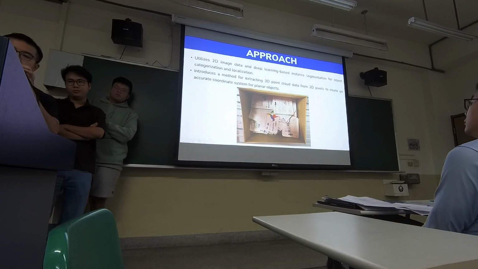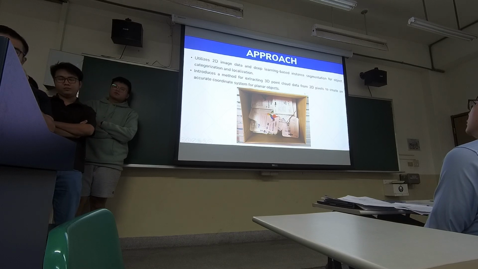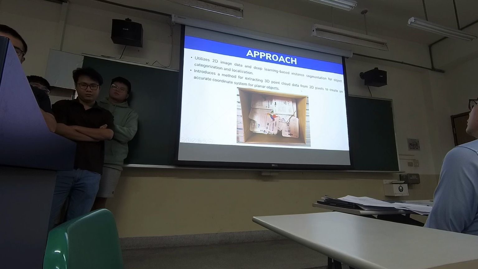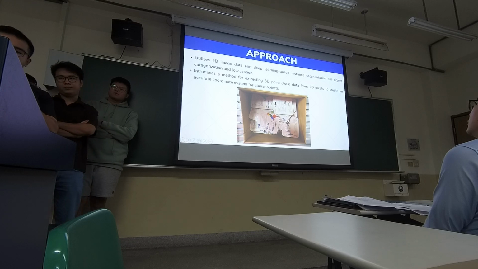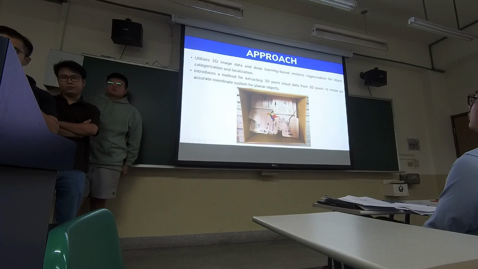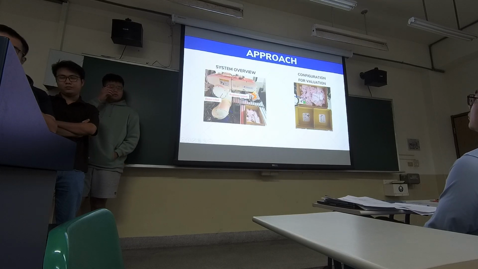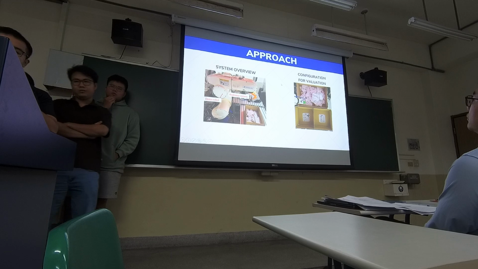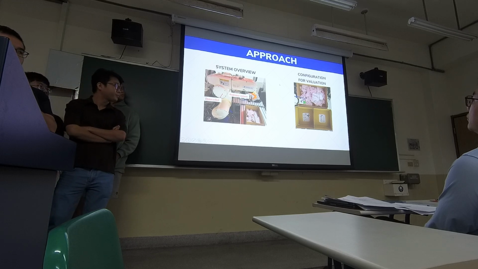For the approach, first we set up how we simulate the cluttered environment as we have in the industrial setting. We introduce a method to extract the 3D point from the 3D image data we have. For the system overview, we are using a robot arm with 6 degrees of freedom with a camera attached to the end effector and a second end effector to pick up the object.